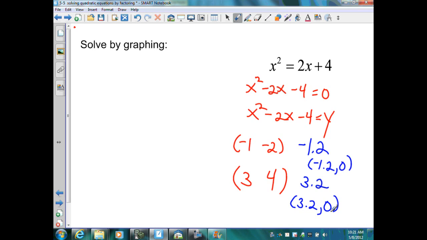So you can see my solutions to this function are negative 1.2 and 3.2. And notice both of them fell between the range that I found on my tables.